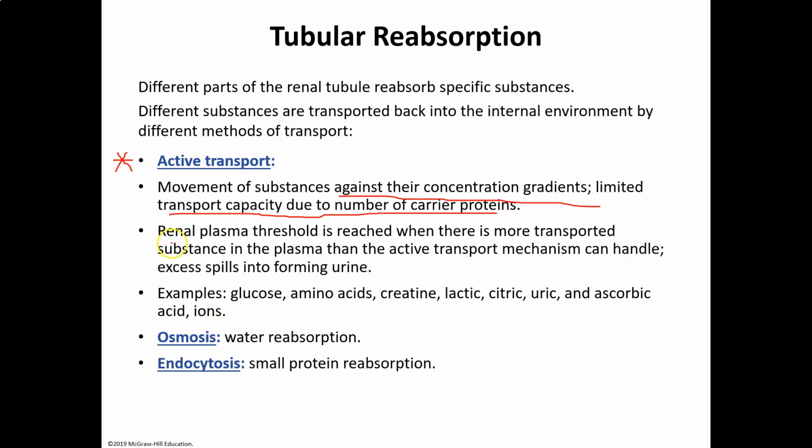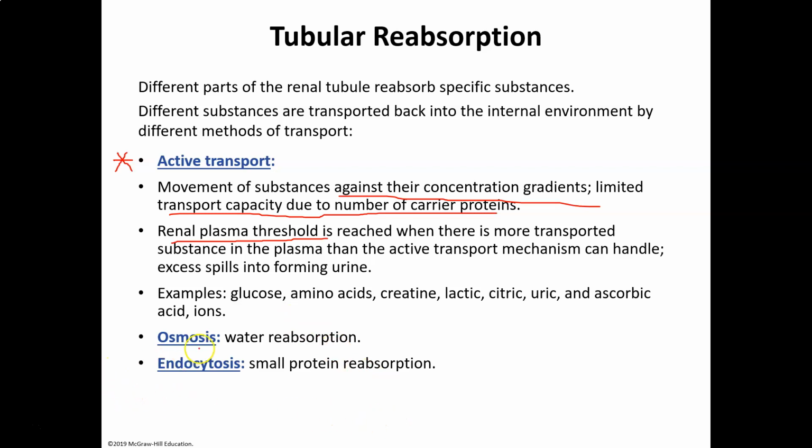Now, you may have the renal plasma threshold. That means the amount of a substance in the plasma that, once reached, exceeds what the active transport mechanism can handle. If you have too much stuff in the tubule system that's going to be excreted and you want some of that back, you can only take back as much as you can handle. If there's more in there than you can handle, the rest of it is going to go out in your urine. There's just no other choice.